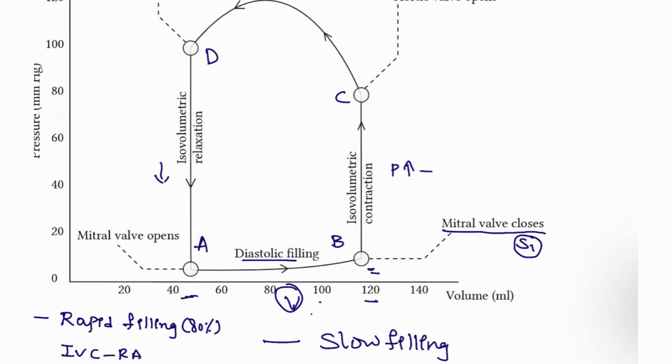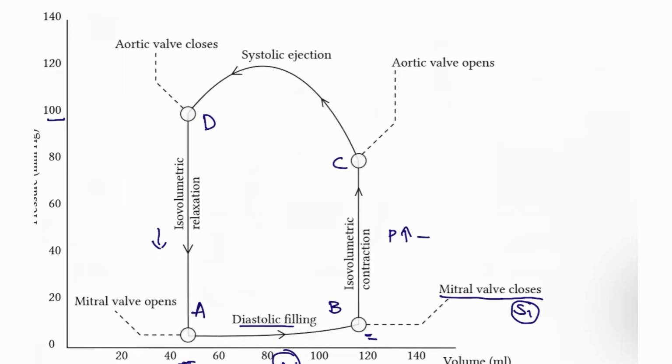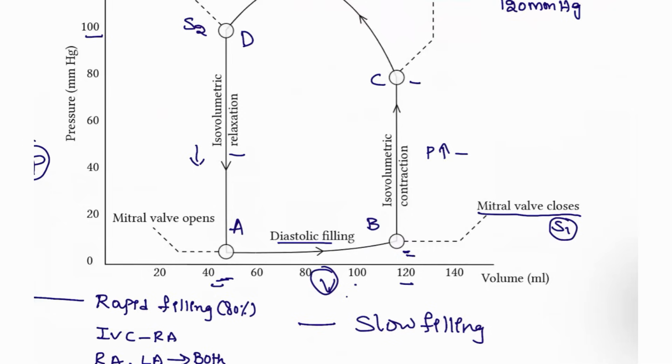Once it reaches more than 100 pressure, it is going to open the aortic valve, right? When at least 120 mmHg of pressure is reached, it will open the aortic valve at the point of C. After this, systolic ejection. From the aorta to the system, it is going to be ejected. Now here, at this point, the aortic valve is going to close. So the S2 sound is produced here. From the S2 sound, it is going to come back to its normal value by relaxation to the 40 ml volume, right?